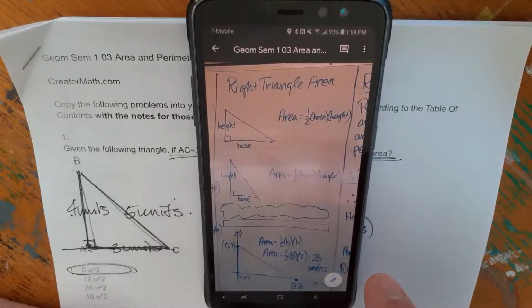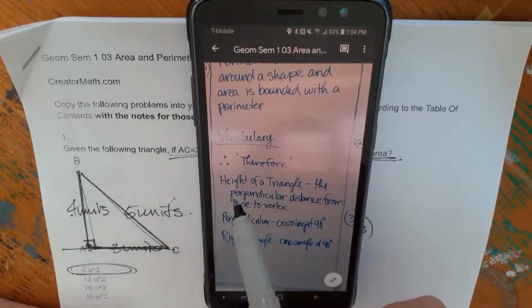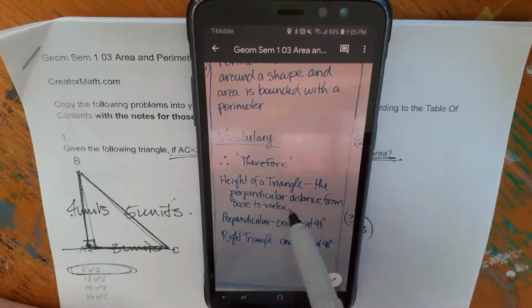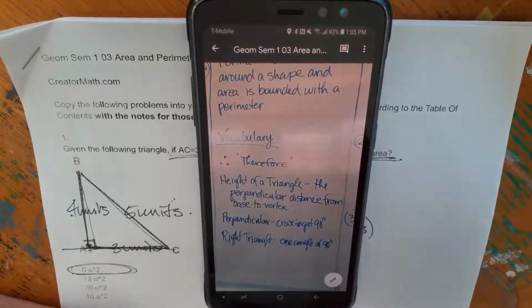here are some problems to put into your comp book. Here's some vocabulary. This is important. Height of a triangle, the perpendicular distance from the base to the vertex. So we're going to talk about perpendicular height. That's very important. A lot of your calculations involve perpendicular heights in geometry. So you're going to want to pay particular attention to that.